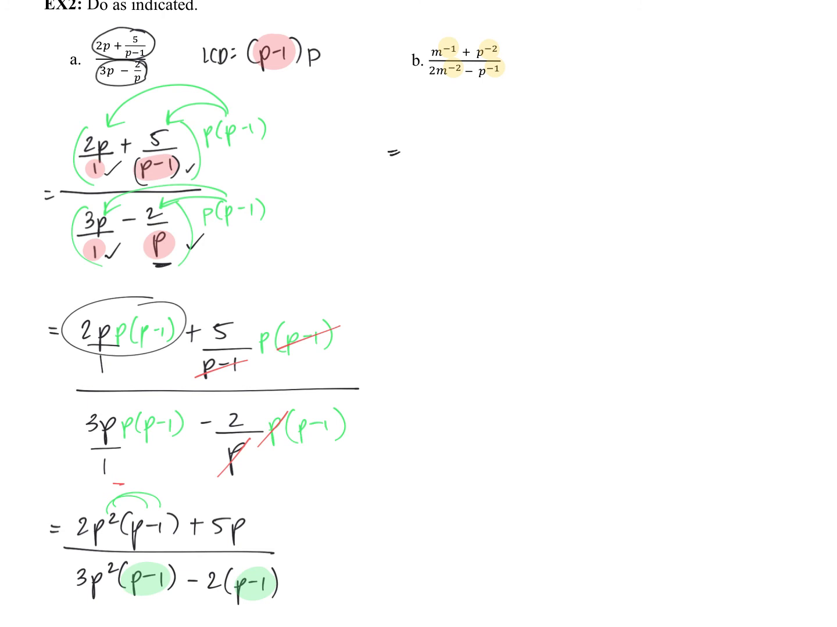So m to the negative 1 power is going to be 1 over m. Plus, well, p to the negative 2 power is going to be 1 over p squared. And then 2, oh, careful here. The 2 is not part of the negative 2, so the 2 is going to stay on the top. And the m will go to the denominator. Minus 1 over, and then p to the negative 1 is p. Aha, what do we have? We have a complex fraction. So once again, if you have the negative exponents, you gotta do the reciprocal.